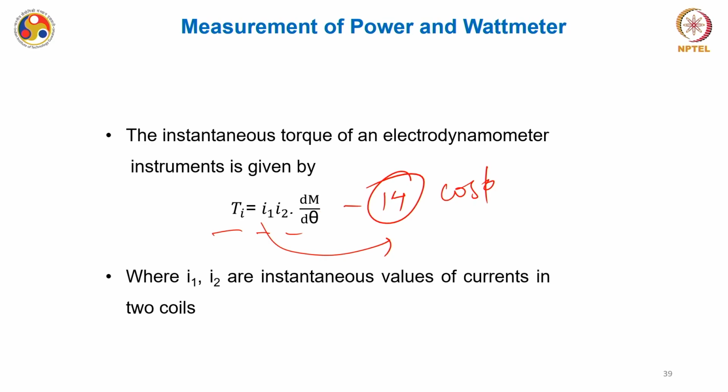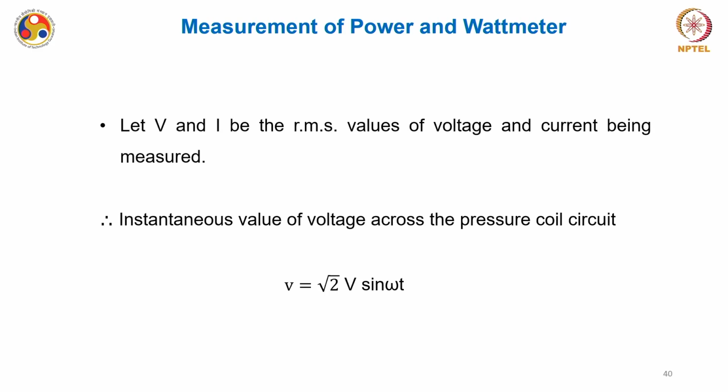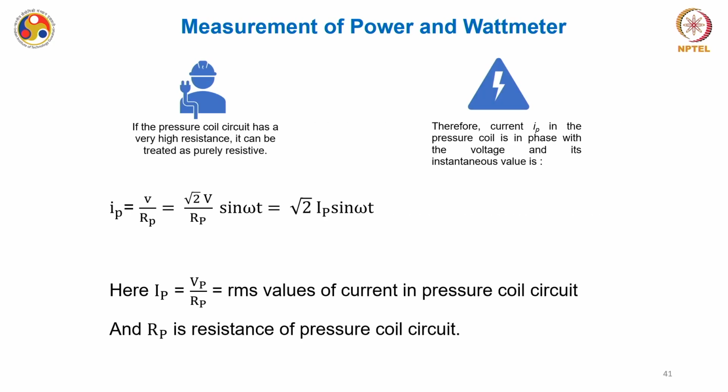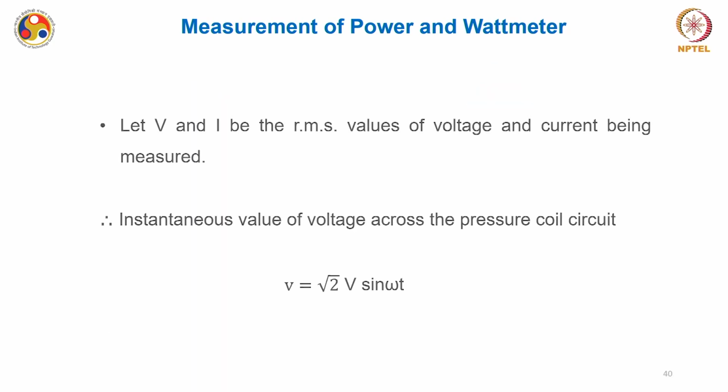In this case, I1 and I2 are the instantaneous values of current in the two coils. Now say let V and I be the RMS values of the voltage and current being measured. The instantaneous value of voltage across the pressure coil circuit can be simply given as v equal to root 2 V sin omega t, and say this is our equation 15. So this is the instantaneous value of voltage across the pressure coil.